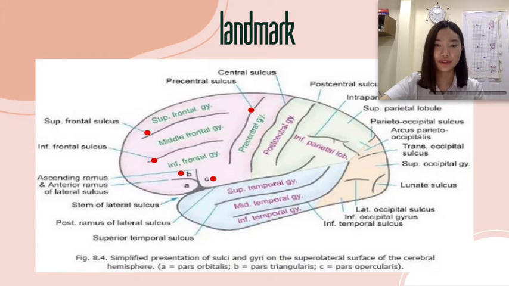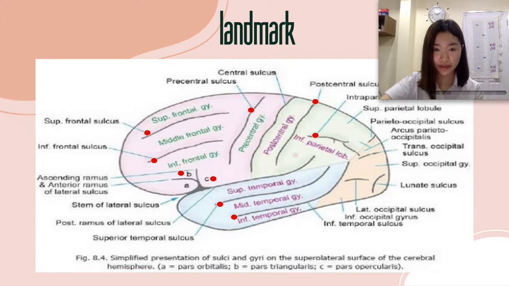And next, I'm going to be talking about the blue area, which is the temporal lobe. We can see the superior and inferior temporal sulci. They divide the superior, middle, and inferior temporal gyri. And the area in green is called the postcentral gyrus, and it's between the central and postcentral sulcus. The superior parietal and inferior parietal lobules are separated by this line, called the intraparietal sulcus.